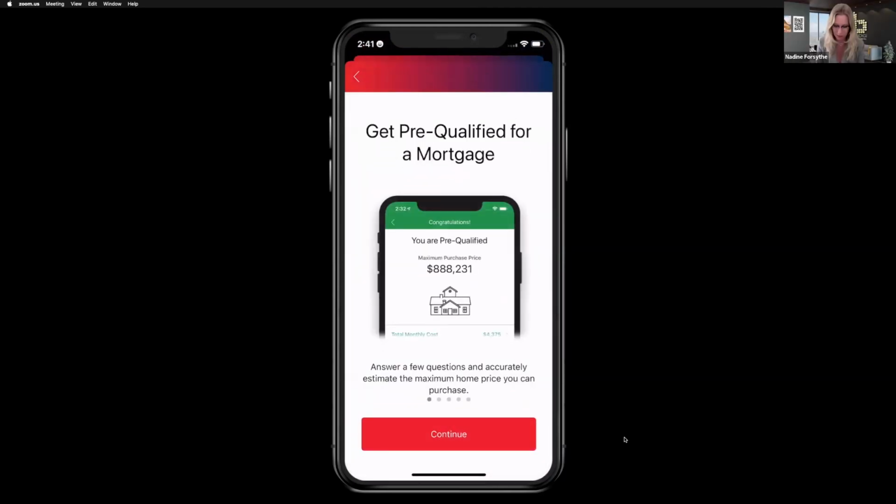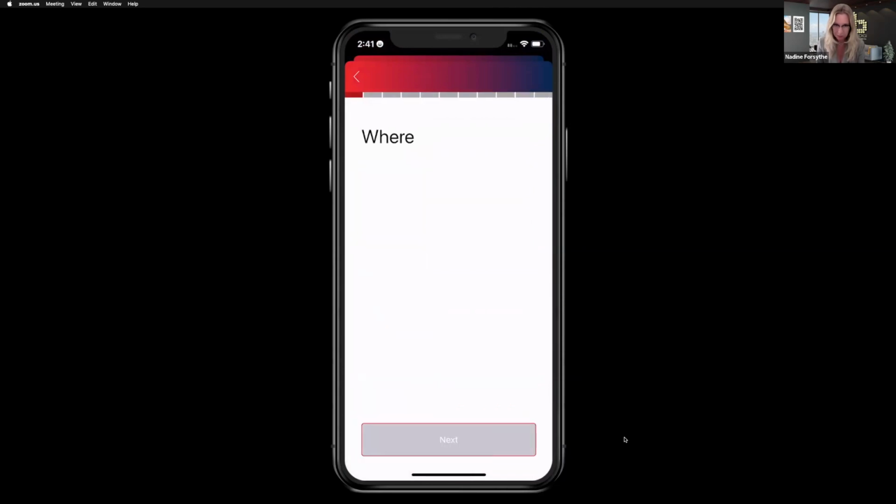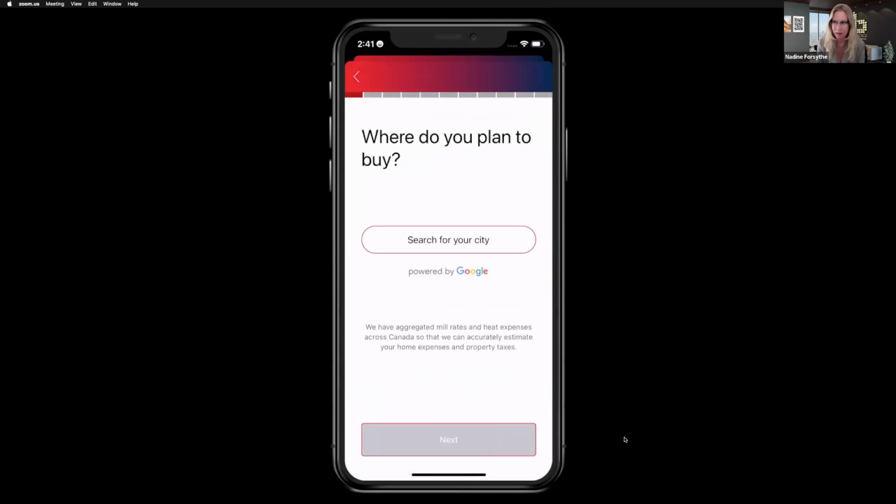Awesome. Okay, so let's get started. The first question that the app is going to ask is, where do you plan to buy? We've actually aggregated mill rates, heat expenses from all across Canada, property taxes, so that we can have the most accurate maximum purchase price calculations.